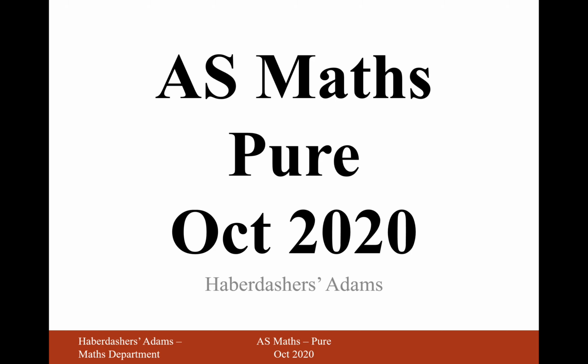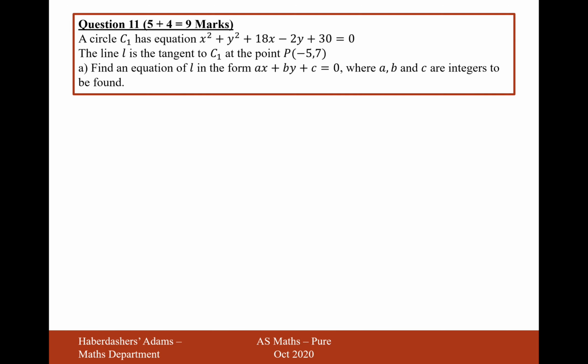Hello there, welcome to the October 2020 paper. Here we're looking at question 11. A circle C1 has equation x squared plus y squared plus 18x minus 2y plus 30 equals 0. The line L is the tangent to C1 at the point (-5, 7). Find an equation for the line L.